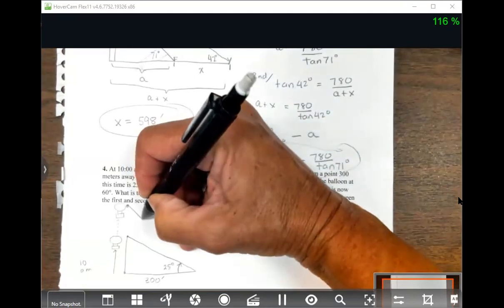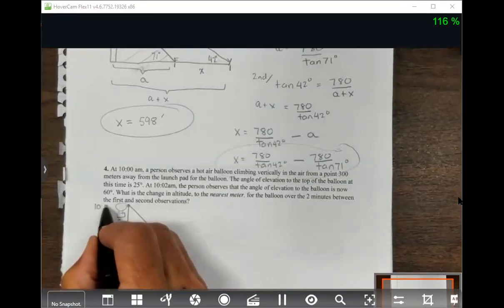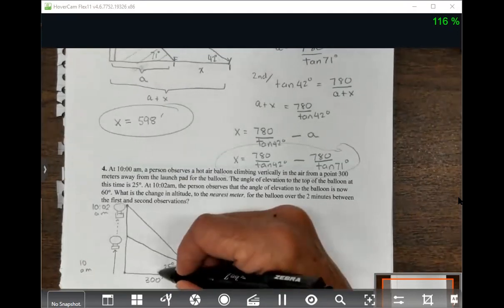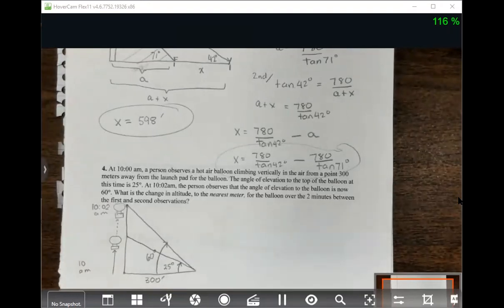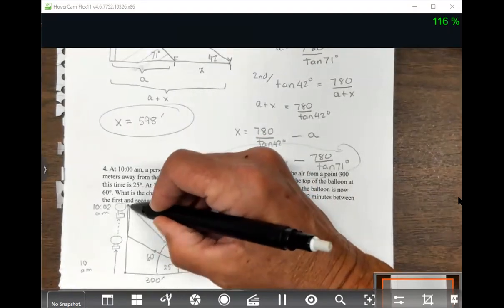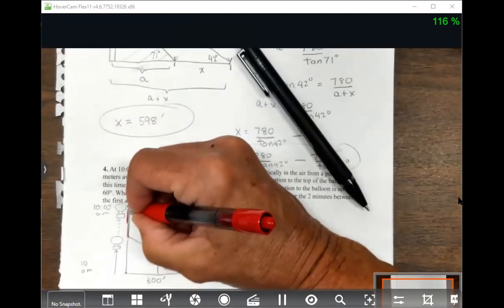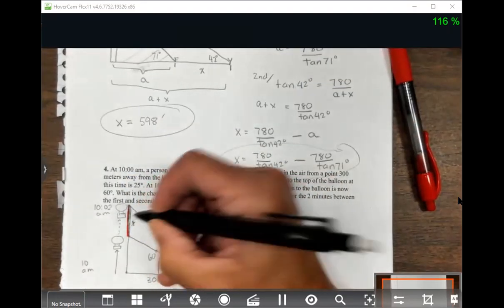Two minutes later, we got from here to here. And now the angle of elevation is 60 degrees. So that's this entire angle here. To the nearest meter, what is the change in the altitude? So this time what we want to measure is this piece right here. So I'm going to put my variable right there. So we want to find that x.